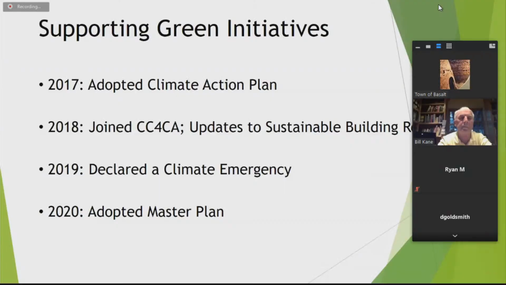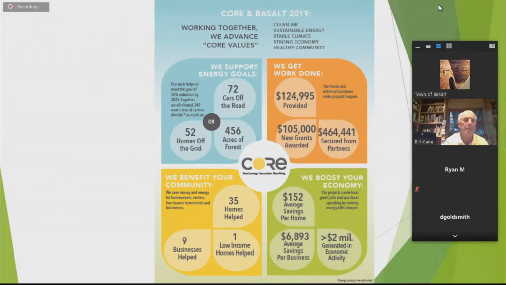In recent years, the town has stepped up to show its support for green initiatives. In 2017, the town adopted the Climate Action Plan for the Eagle County community, along with the Basalt Addendum. In 2018, the town joined as a member community to CC4CA, as well as provided those significant updates to the town's sustainable building regulations. In 2019, the town council passed a resolution declaring a climate emergency. And in 2020, the council adopted the new master plan that prioritizes green goals with approaches to issues related to climate change. CORE, the Community Office of Resource Efficiency, provides a yearly summary of how our partnership has helped to advance Basalt's climate action goals.